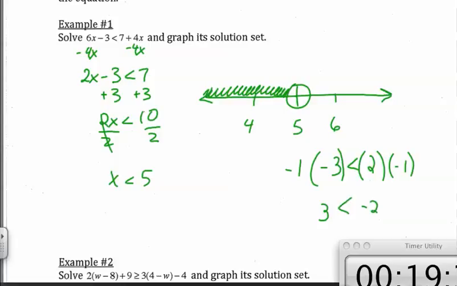Is this true? 3 is less than negative 2? No. I've changed those signs. So I need to flip this sign in order to keep that statement true. Yeah? All right. Fair enough. Good job, guys. Let's look at the next example.